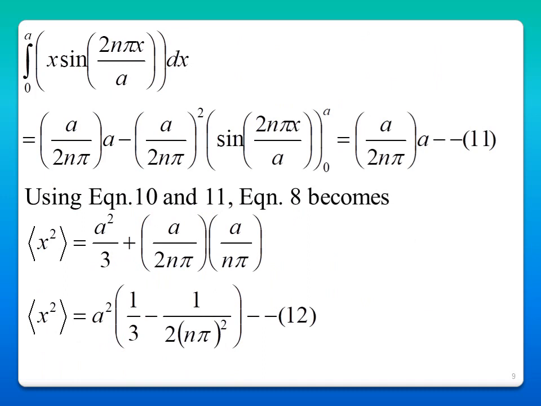So in the first term you have a divided by 2nπ into a. The second term is minus a divided by 2nπ whole squared sin 2nπx by a. Substitute the limit 0 to a. So that second term is 0. So we will get a squared divided by 2nπ. So using equation 10 and 11, equation 8 becomes the expectation value of x squared is a squared into 1 by 3 minus 1 divided by 2 n squared π squared.